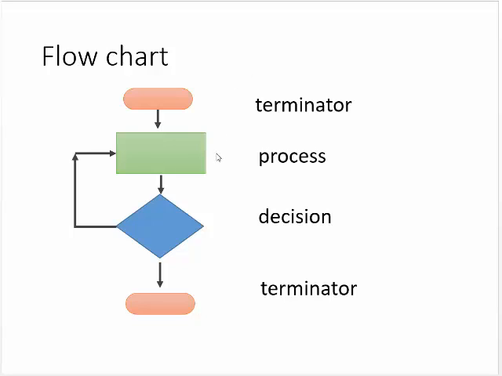Process is a rectangle. The colors are arbitrary. I just made them colors. So a rectangle is a process. The process in the example we had so far might be calculating the area of the circle. So process might be area equals pi r squared.